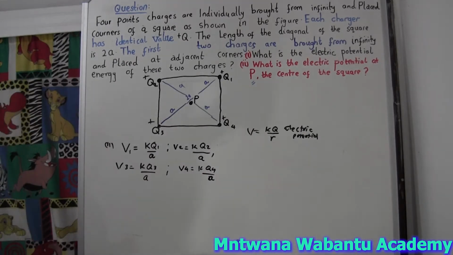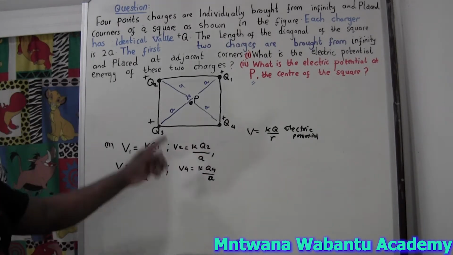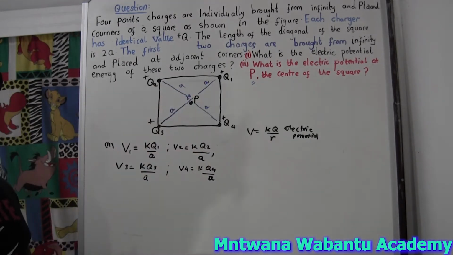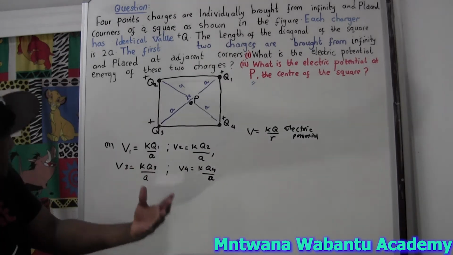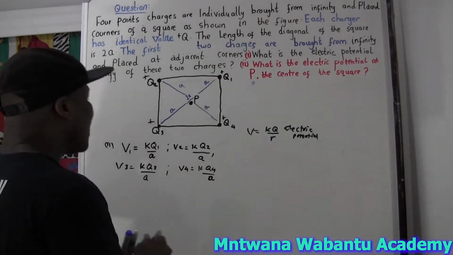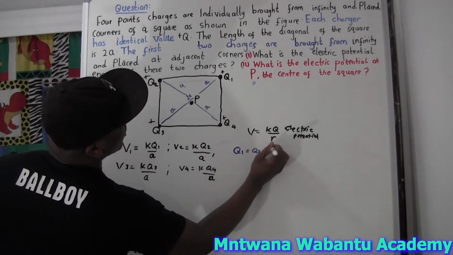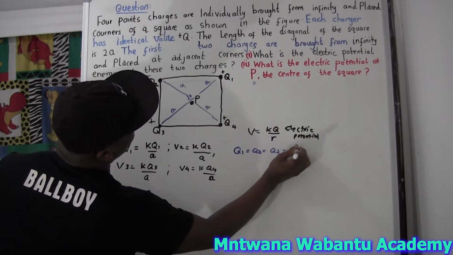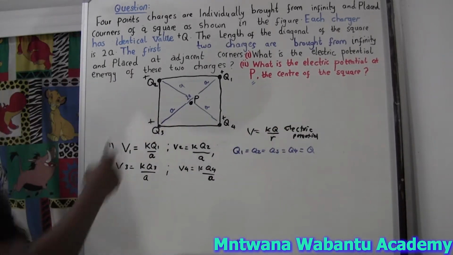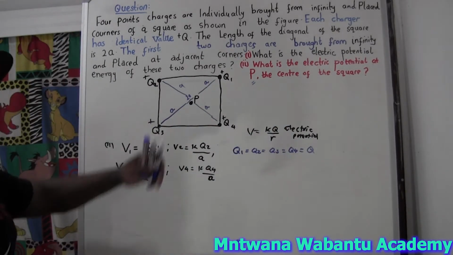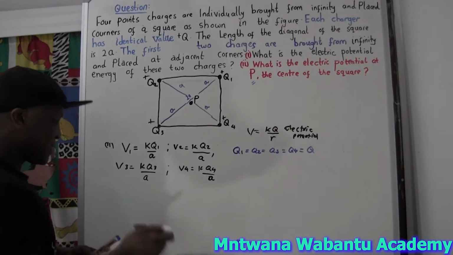But we know Q1, Q2, Q3, and Q4 are all Q. Sometimes they might change in the exam, but for this case they're the same. So charge 1 equals charge 2 equals charge 3 equals charge 4, which equals Q, as it was given. I just wrote Q1, Q2 so that you can understand.